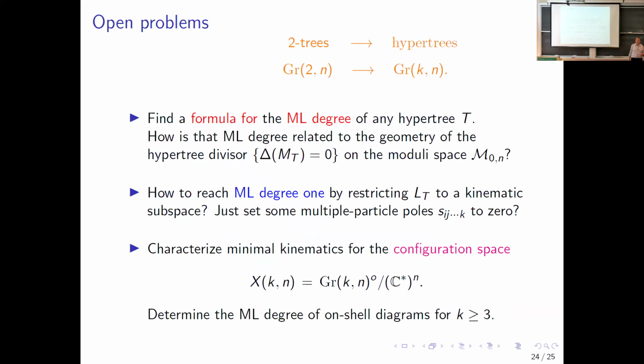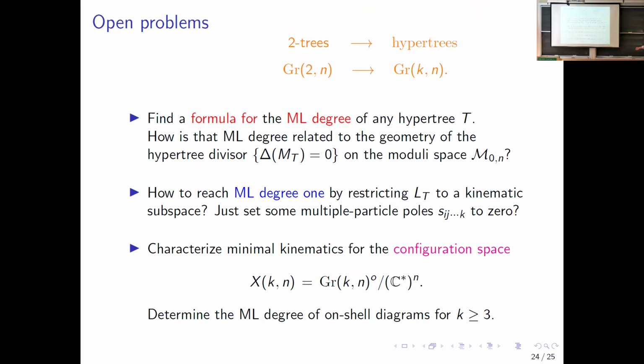So with 1 minute and 17 seconds to go, let me close on some open problems. So what did we do? Well, we talked about the Grassmannian 2n, which led us to the moduli space M0n, and we talked about 2 trees. Now this situation we generalized to hypertrees. Another natural generalization is to go from the 2n Grassmannian to arbitrary Grassmannian, since everything is wide open.